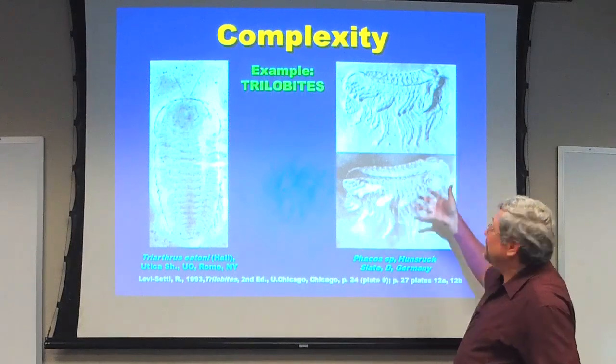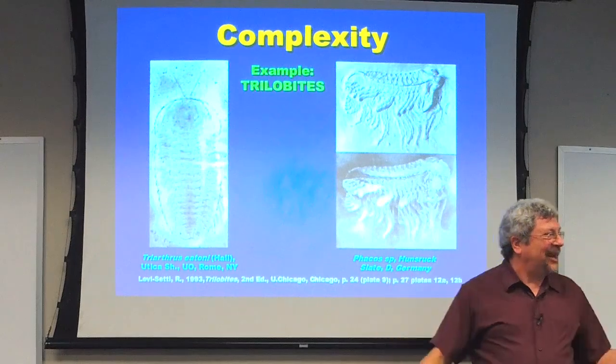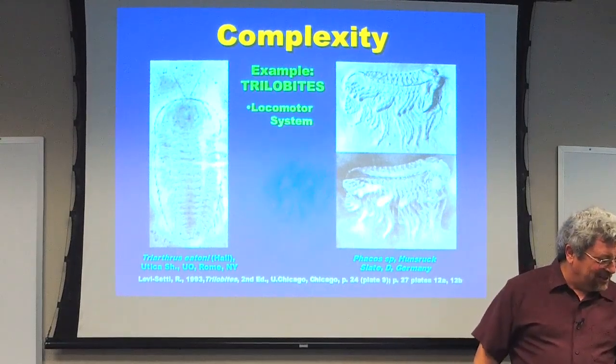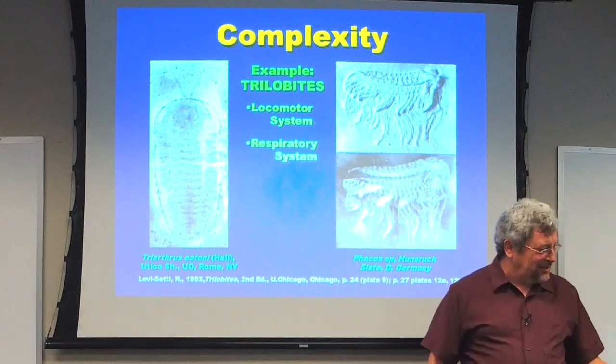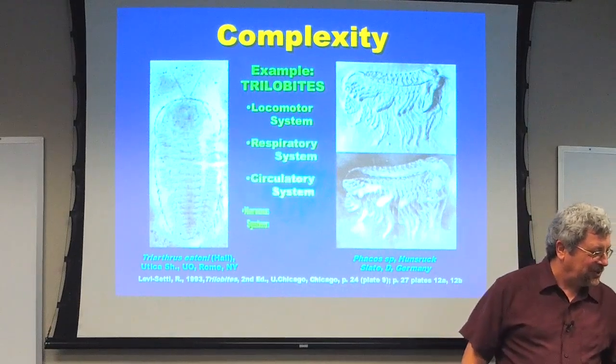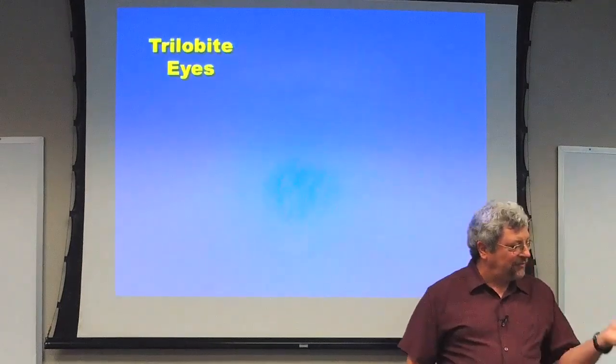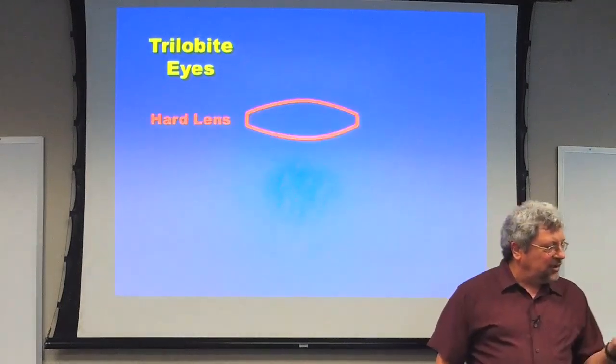Here's some that we can actually take X-ray photos of. We got the soft parts, and it's really cool. They got a locomotive system, which is amazing. They got a respiratory system. They got a circulatory system. They got a nervous system. And in their nervous system, they have these incredible eyes.